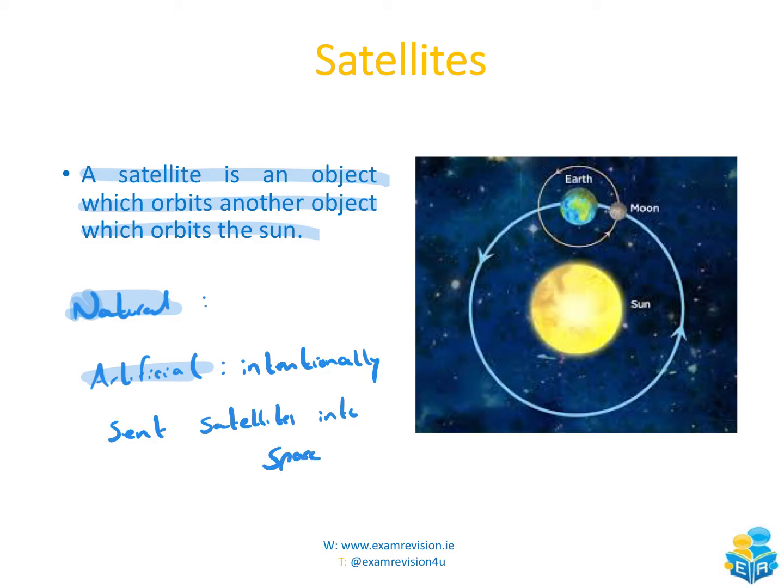Okay, so the moon being an example of a natural satellite, artificial satellites are ones which are intentionally put into space. But they too are technically classified as satellites because they will orbit another object which orbits the Sun. Okay, so that's the satellites.